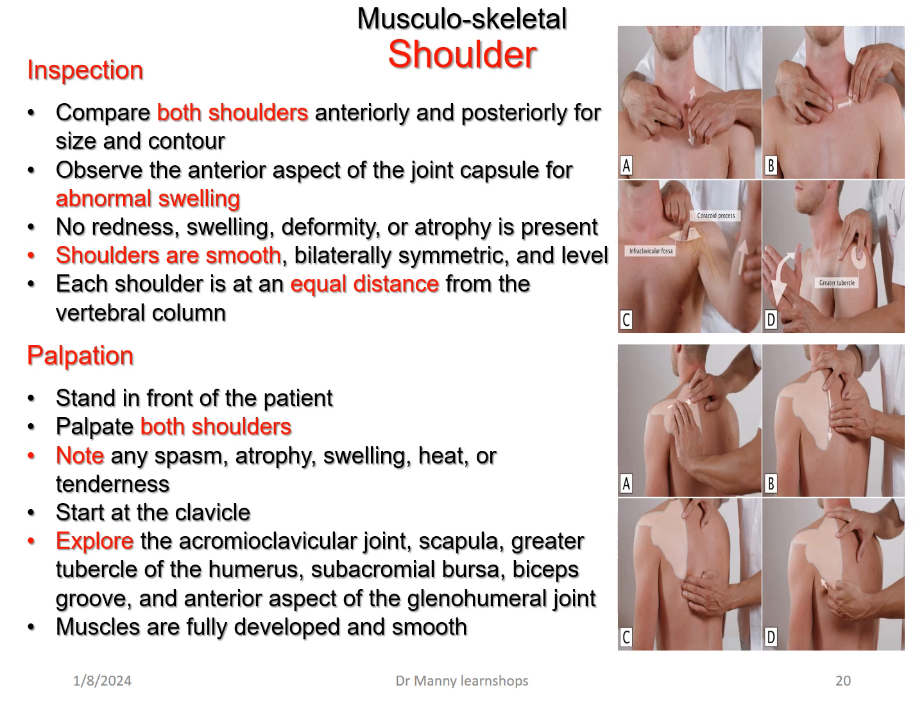On palpation, you stand in front of the patient and palpate both shoulders. You note any spasms, atrophy, swelling, heat, or tenderness. You start at the clavicle and explore the acromioclavicular joint, the scapula, the greater tubercle of the humerus, the subacromial bursa, the biceps groove, the anterior aspect of the glenohumeral joint, and the muscles should be fully developed and smooth.